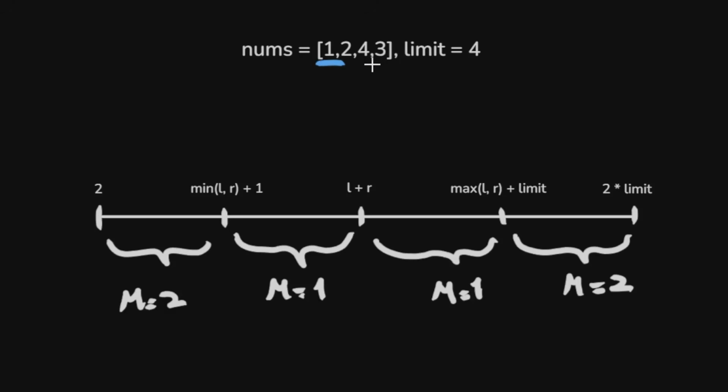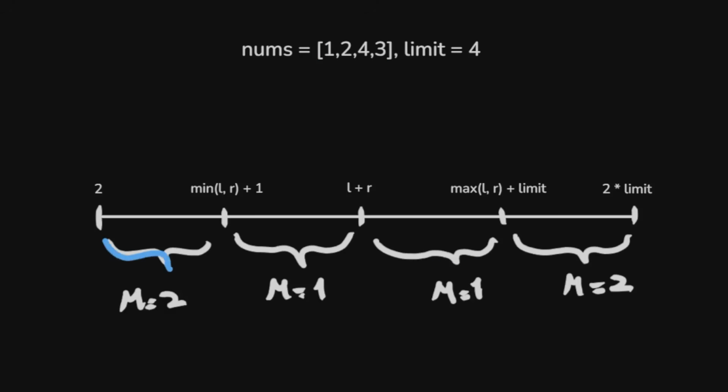Now, what if we use one operation, but we want to get the maximum possible sum? Well, we can do something very similar. We take the maximum number between 1 and 3, which is 3, plus the limit, which means that we replace this number with the limit 4. 4 plus 3 is 7. So now we are here. We take the maximum between left and right plus the limit. And here we are using one operation.